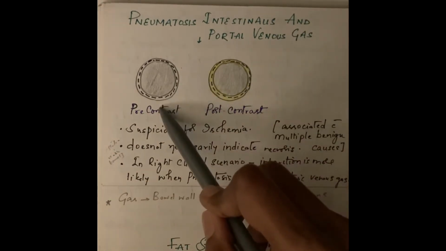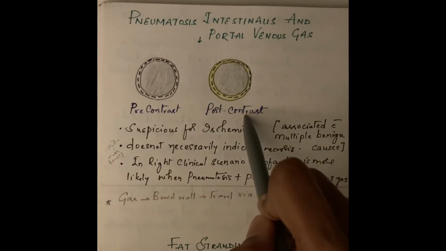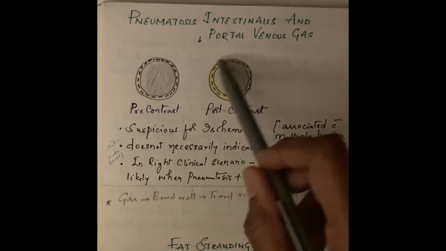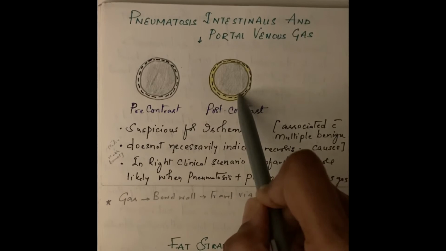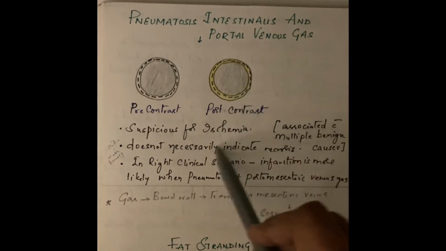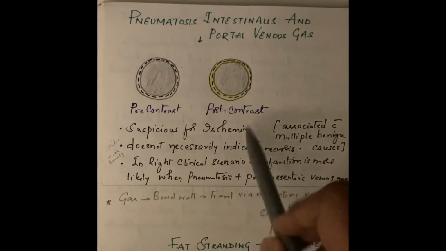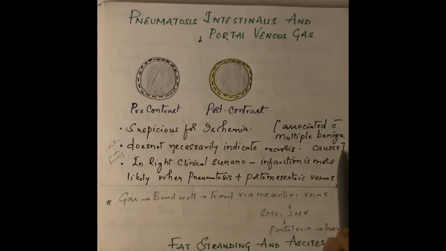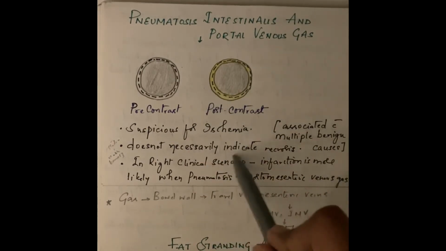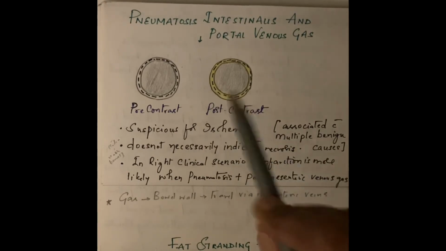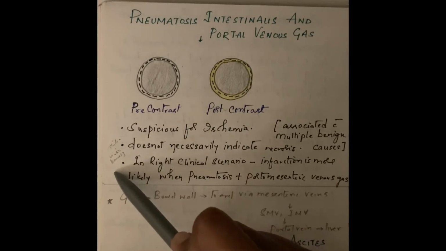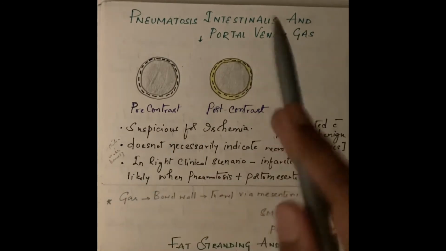This is pre-contrast, this is post-contrast. You can see air pockets within the wall. This is called pneumatosis intestinalis. This is suspicious for ischemia. Only air pockets within the wall can be associated with multiple benign causes. It does not necessarily indicate necrosis. With only this finding, there are studies which show the bowel is viable in many cases.